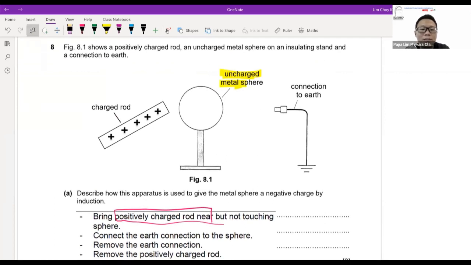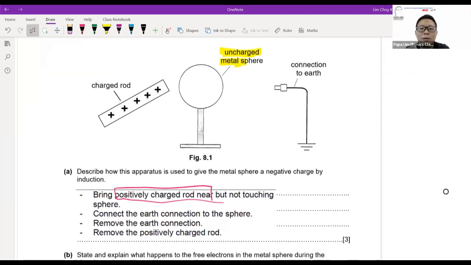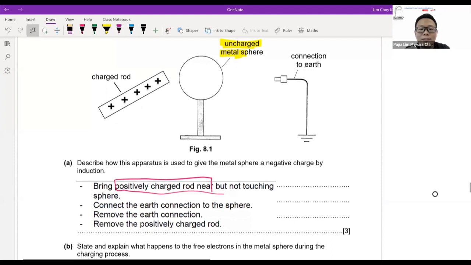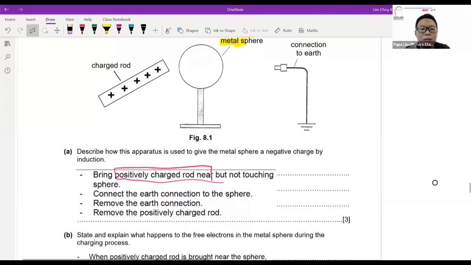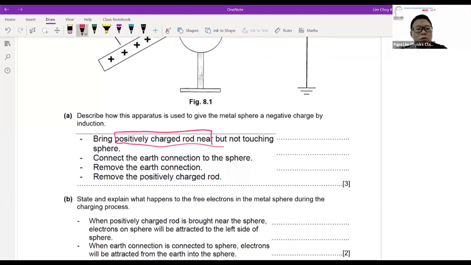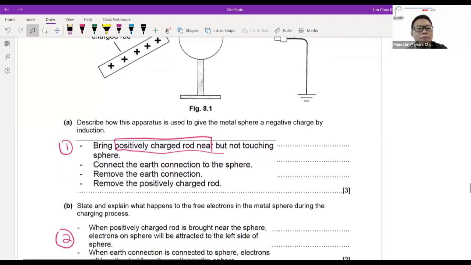In this case, when you bring the charge nearer to the metal sphere, the charges are free to roam around. You'll find that the charges will redistribute themselves, and that is actually the answer for your part B. So when your rod is brought near to the sphere, this is step 1.